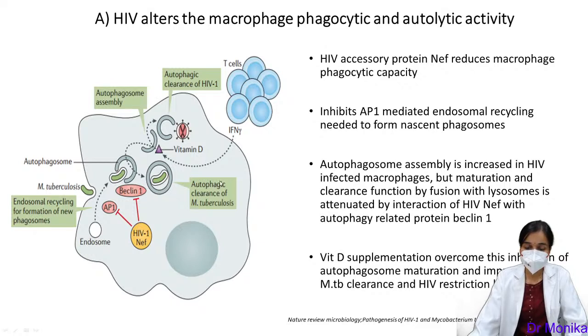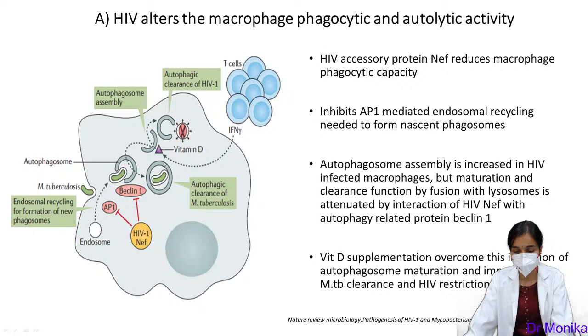The end result is that there is a decrease in the autophagy clearance of MTB, as well as a decrease in the autophagy clearance of the HIV, because there is either a failure of maturation of the autophagosome, or a failure of fusion of the autophagosome with the lysosomes. Also, it has been seen that vitamin D supplementation in these cases has overcome this inhibition of maturation and improves the MTB clearance and the HIV restriction by autophagy.